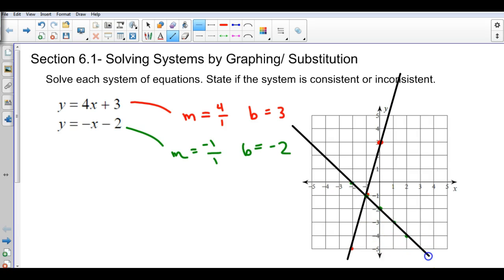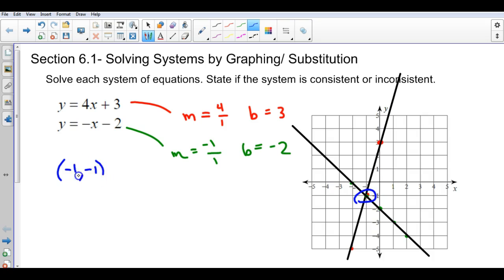So at the very end of all of these problems throughout this entire chapter, you're really focused on this point right here. That is the solution to both; that's the solution to the system. So our solution in this case is this coordinate, which is negative 1, negative 1. So let me show you why it's a solution, and then we'll talk about what consistent and inconsistent means.